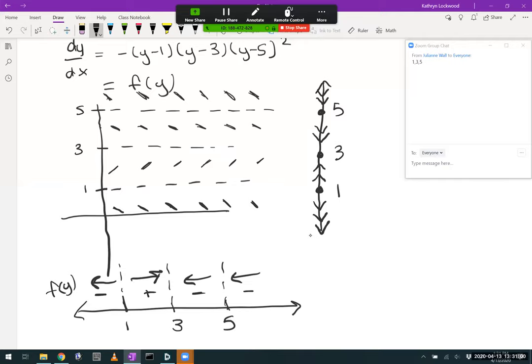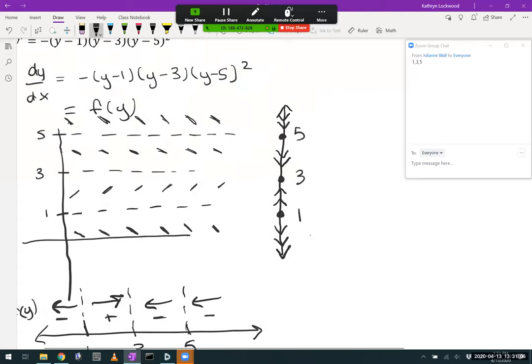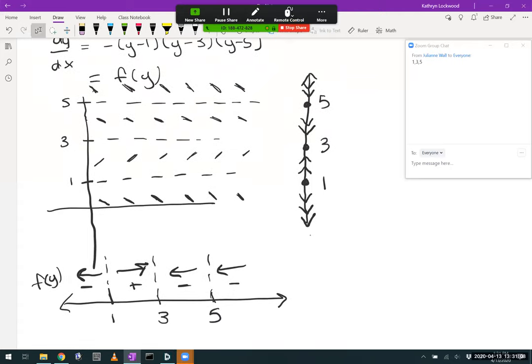Now we can use this to do things like classify the stability of the equilibrium. If I look at y equal to 5, on one side I've got arrows coming in, on the other side arrows are coming out. What type of stability does 5 have?